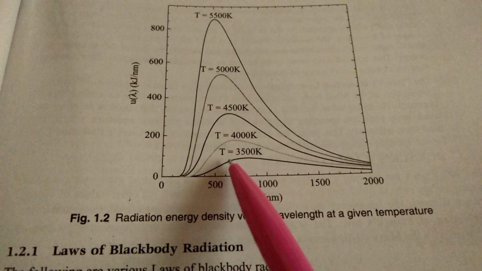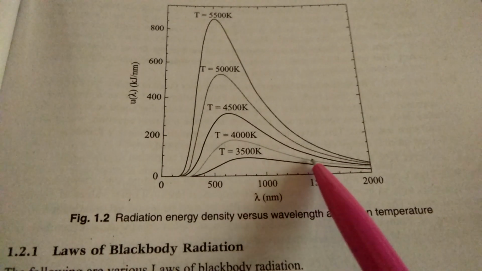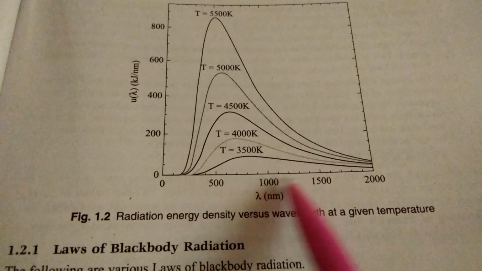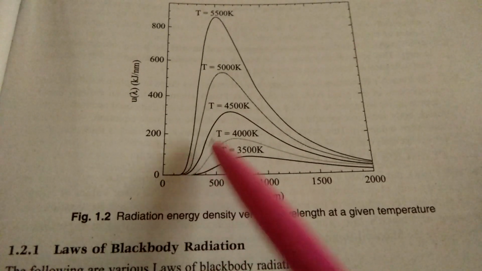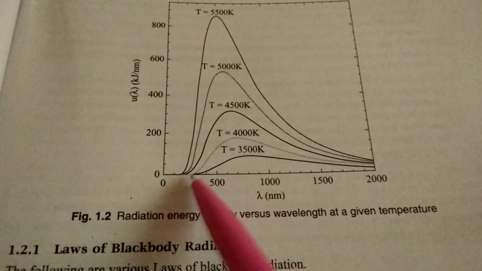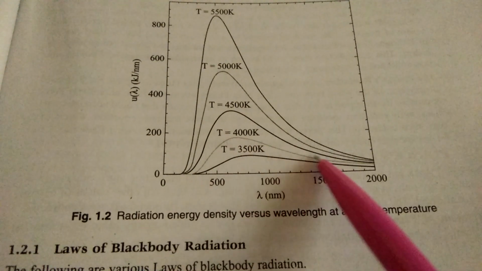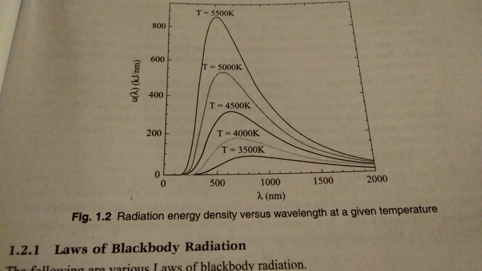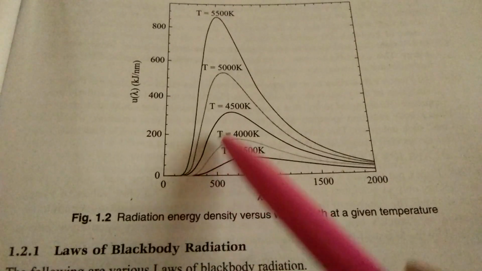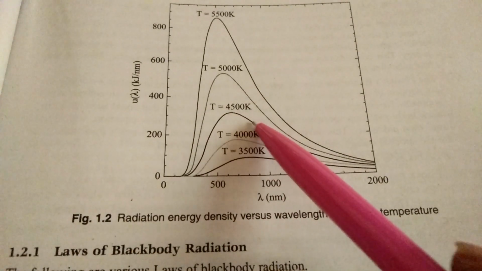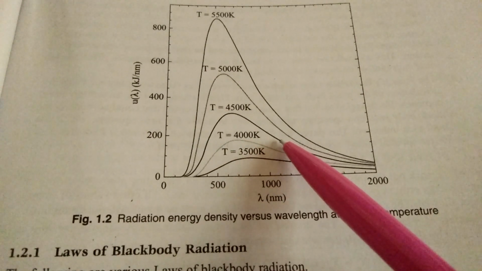For low temperature, this is the curve. Radiation energy density increases and later decreases as the wavelength increases. At 4000 Kelvin, the radiation energy density increases and gradually decreases as the wavelength increases. Again, at 4500 Kelvin, the radiation energy density increases as the wavelength increases.